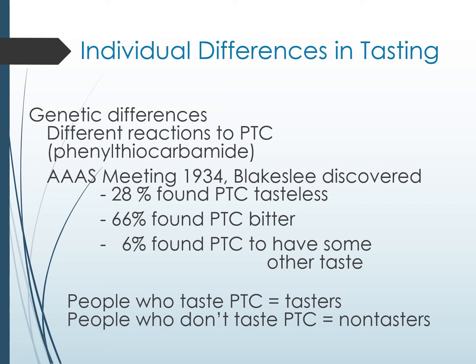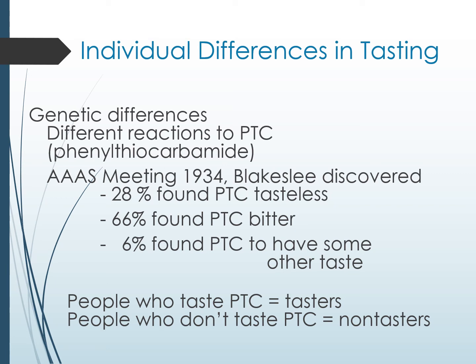One of the early studies looking at this was really an unofficial study done by Albert Blakeslee in 1934 at the American Association for the Advancement of Science meeting. Before that, Arthur Fox was pouring this PTC. I've talked about PTC before when I talked about genetic cloning. Phenylthiocarbamide is, for most of us, a bitter substance if we have the taste receptors that respond.